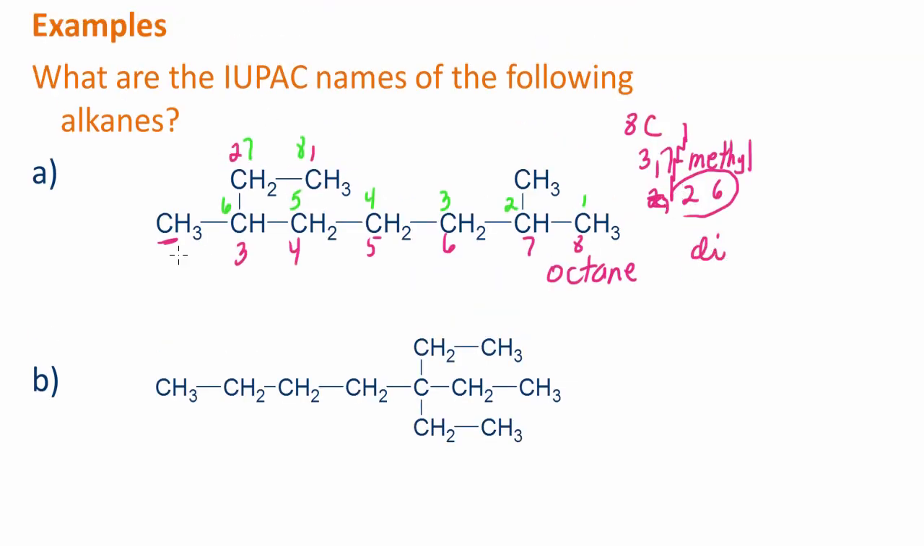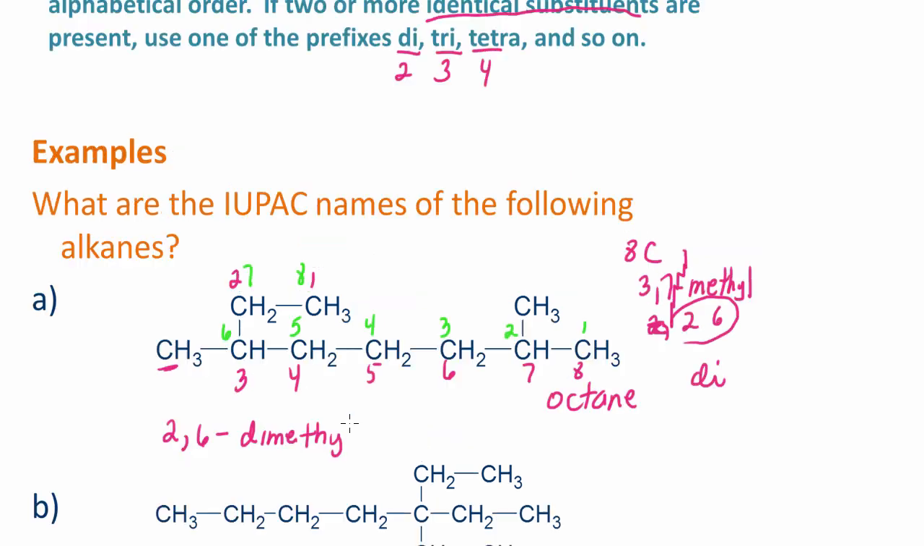So let's put this together. So here's what I have. I have a 2,6-dimethyloctane. That is the name of this compound. If I would have named it 3,7-dimethyloctane, that would have been wrong.